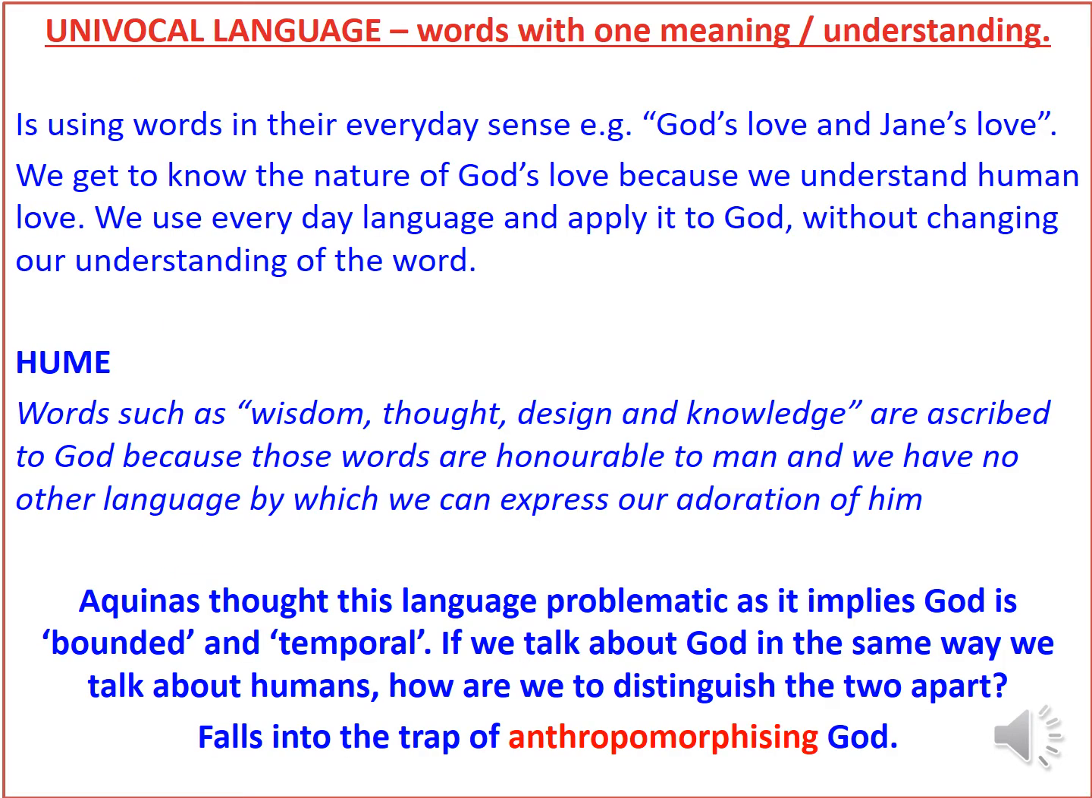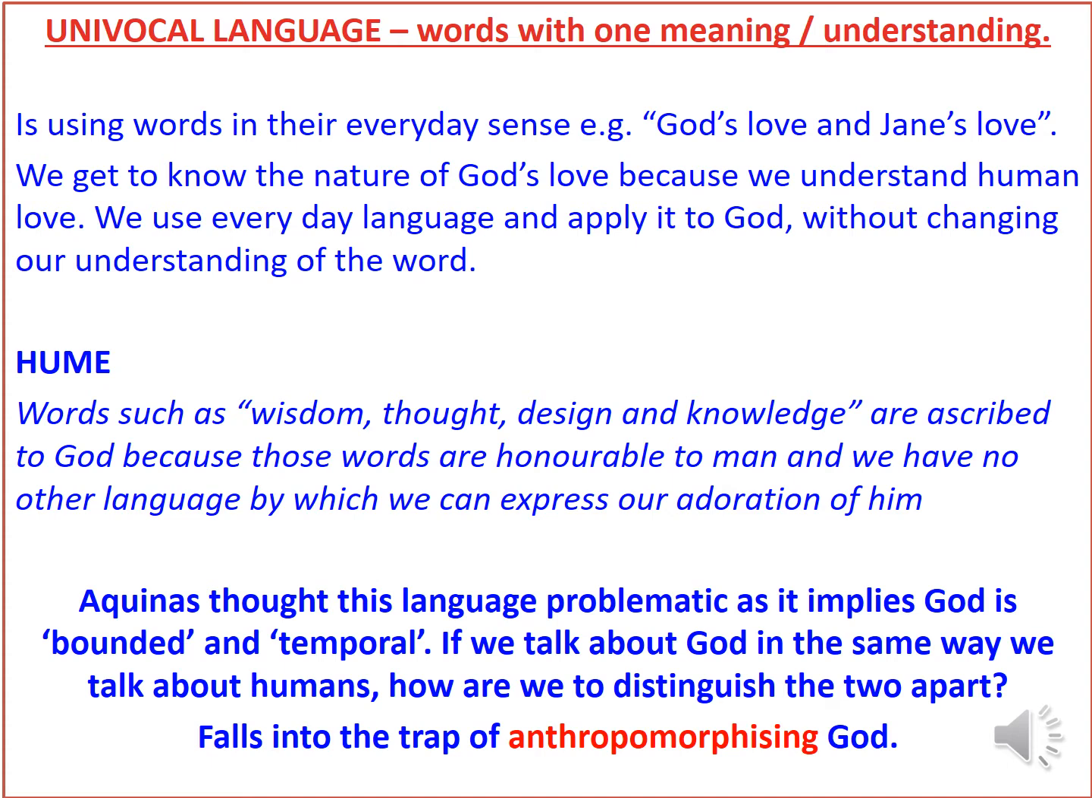Univocal language is words with one meaning or one understanding. If you take this word univocal and split it into 2, uni meaning one, so one unit, and vocal meaning vocabulary. So univocal means one vocabulary, one word. Examples of univocal language would be things like love, because love has one meaning. It doesn't have multiple meanings.